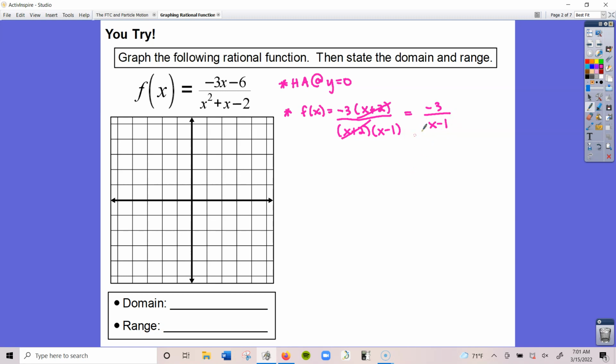By looking at my denominator, I can tell that I will have a vertical asymptote at x is equal to 1. So I'm going to put my asymptotes now on the graph. So I have the horizontal at y is equal to 0, and my vertical at x is equal to 1.